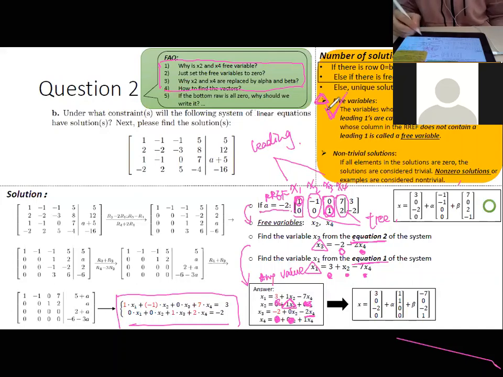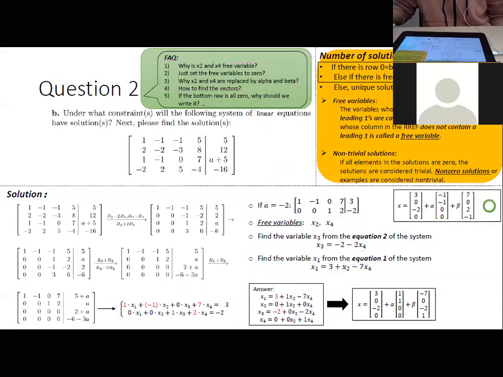And we should write the answer in a clearer way. You can see this form is called the general solution. So if the question asks you to write down the solutions, you should write it in this way, if this system has infinite solutions.